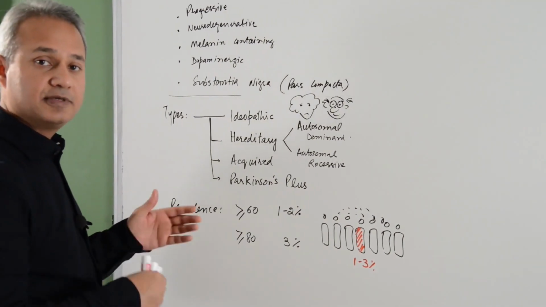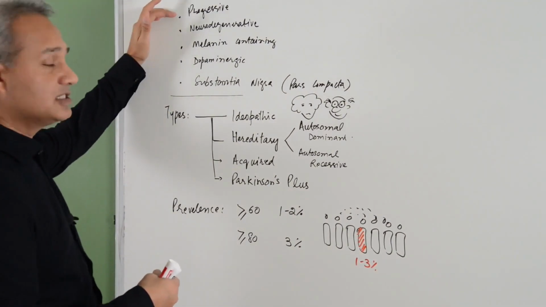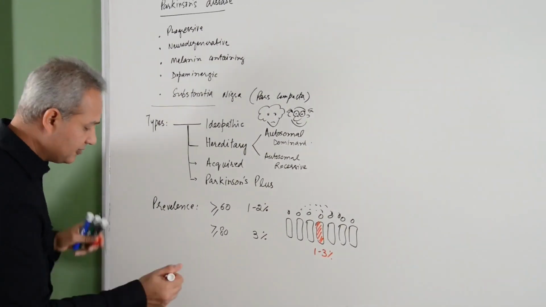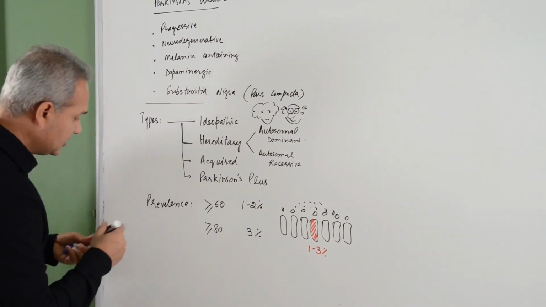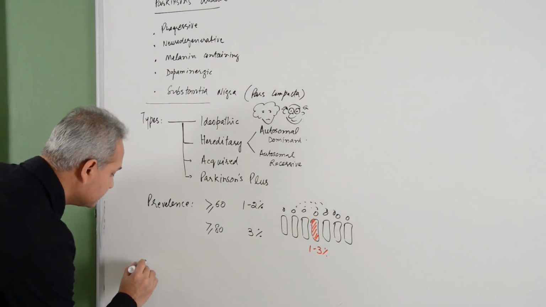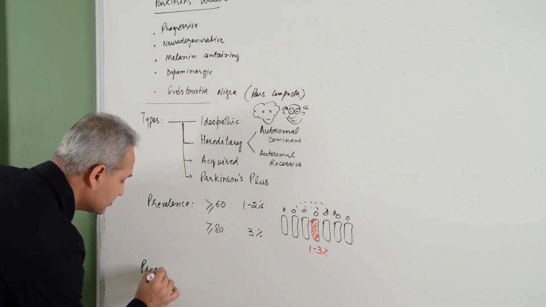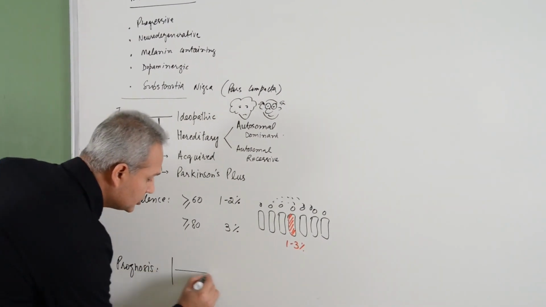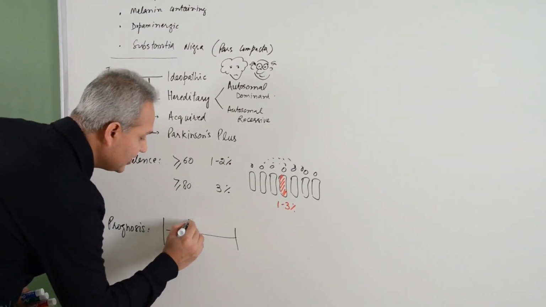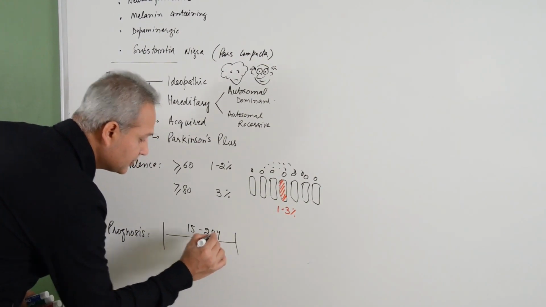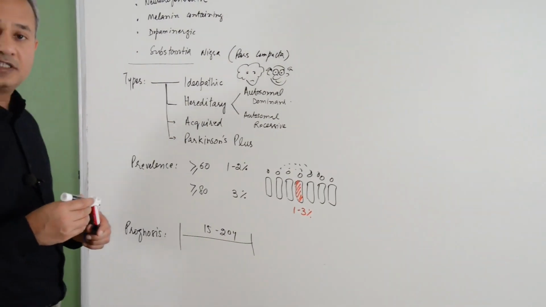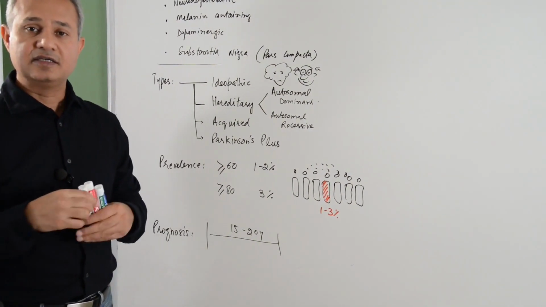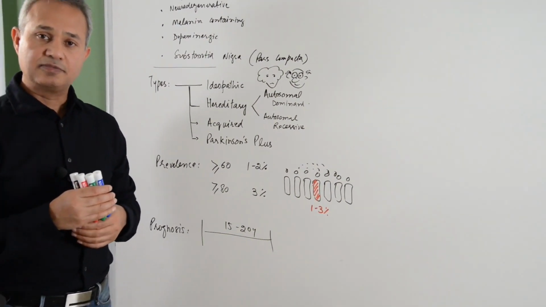Prognosis, what happens, what is the progression? So again, remember, this is a progressive disease. So normally, from the day it starts, the prognosis is another 15 to 20 years. Another 15 to 20 years is when the disease progresses enough that the patient ends up dying.